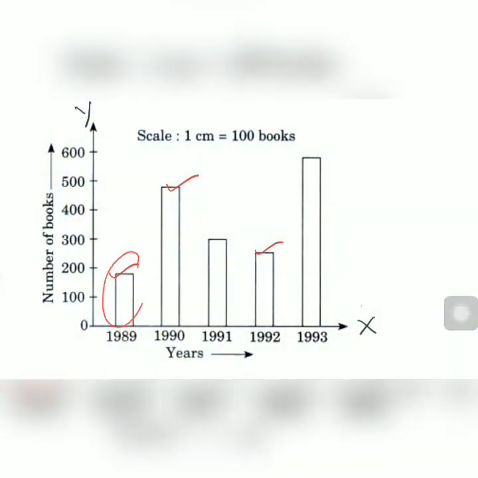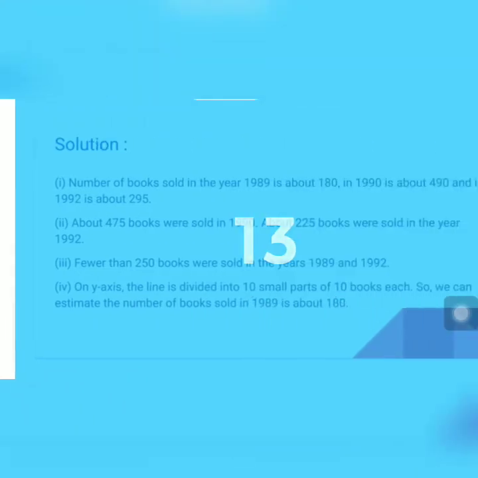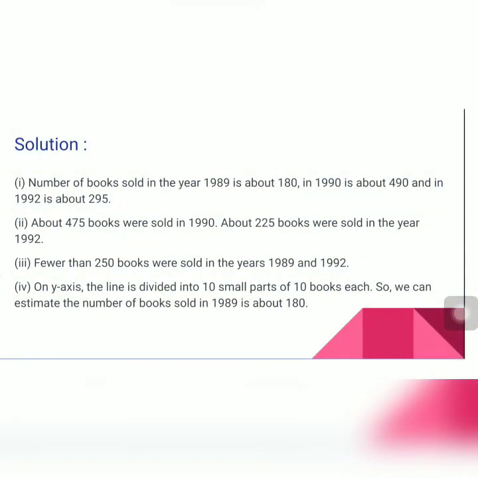Someone may say it is about 180 or 175. It can be up to you, because the scale is not very clear in this, because graduations between 100 and 200 are not mentioned clearly. So approximately you will have to give an idea. It should be nearly 200 but more than 150. So I am considering 180, or 175 also you can take.